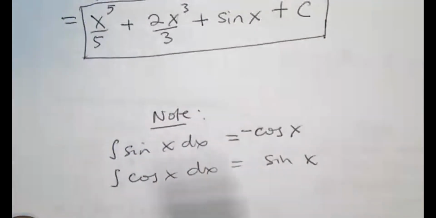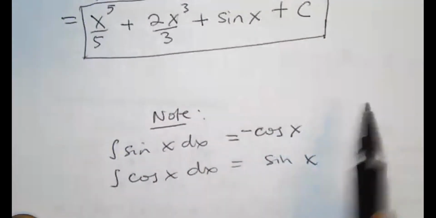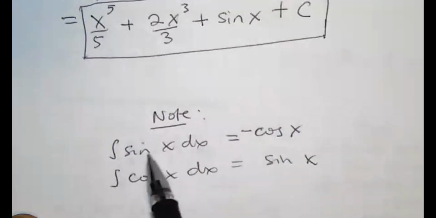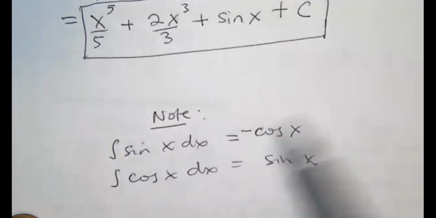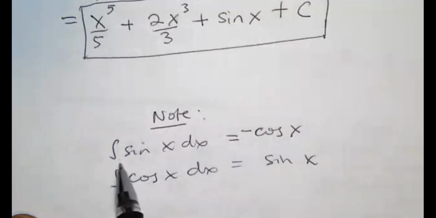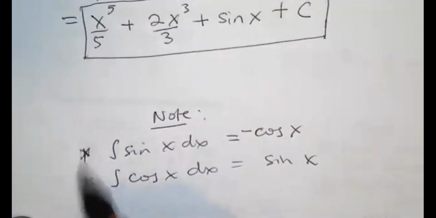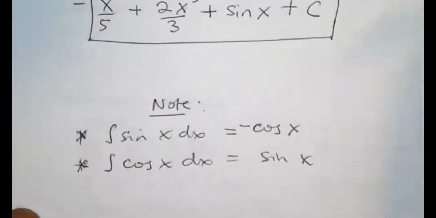So don't get confused. When we're talking about derivative, it's different. The derivative of sine is cosine. Derivative of cosine is negative sine. But this time we're talking antiderivative. So you have to be careful. These are the two things that you should remember under antiderivative.